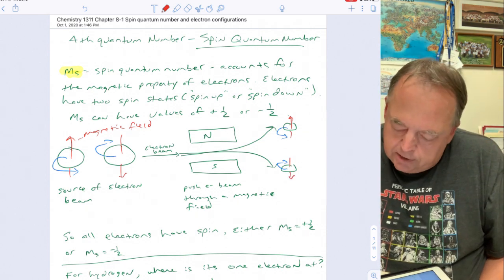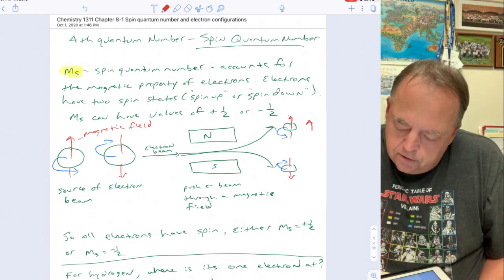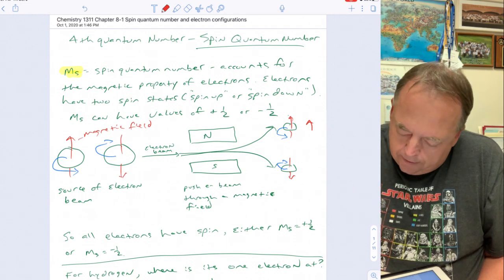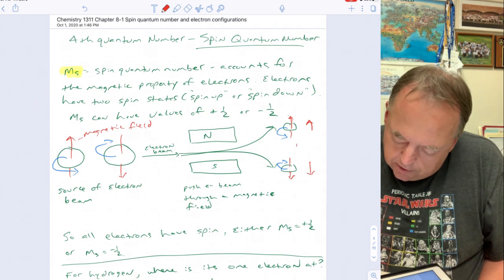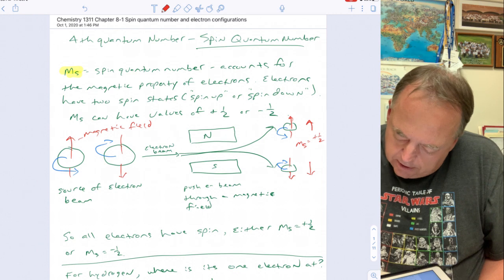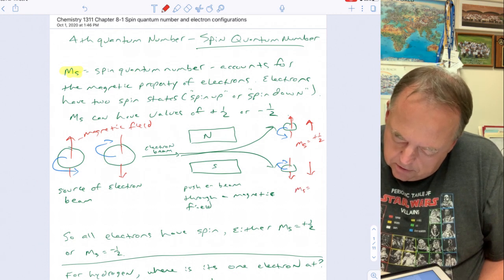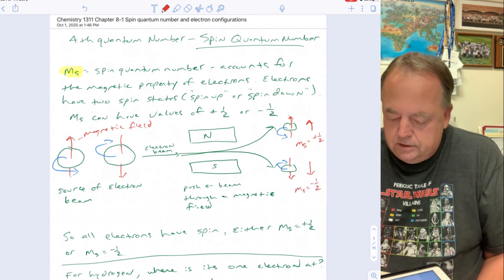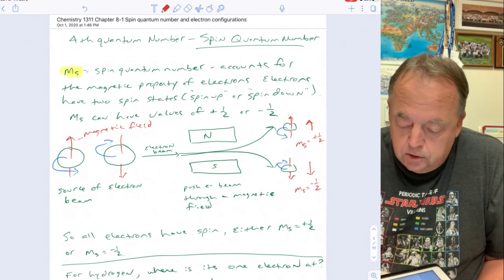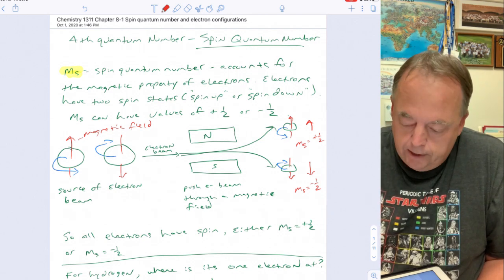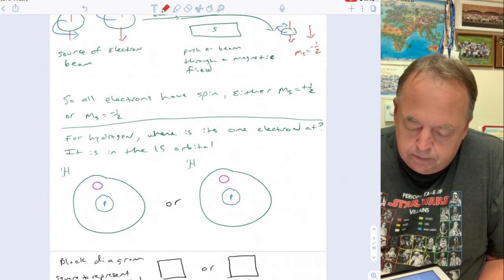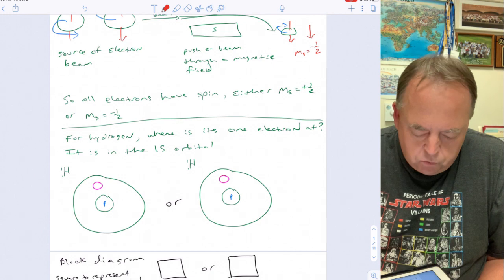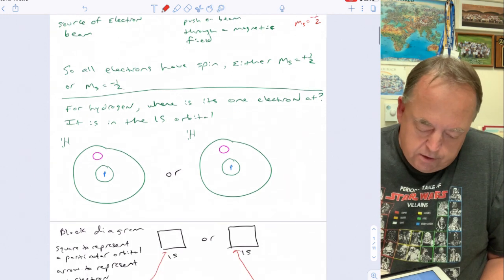Sometimes an arrow is simply used to represent the spin of the electron, an arrow up or an arrow down, so that would be spin up or spin down. Spin up is positive 1/2, and spin down has a fourth quantum number, spin quantum number, of m sub s equals negative 1/2. So all electrons have spin, either m sub s plus 1/2 or m sub s minus 1/2. Okay, hopefully that made sense.